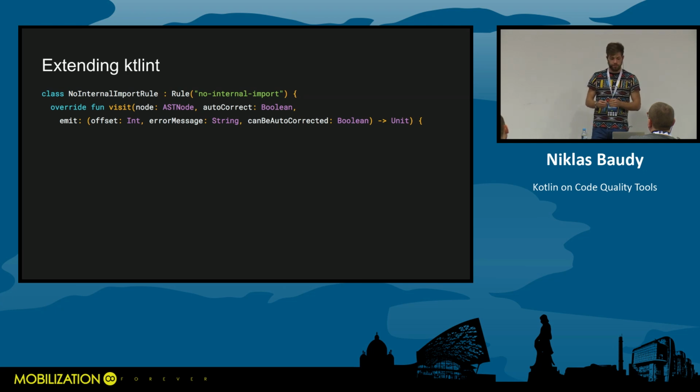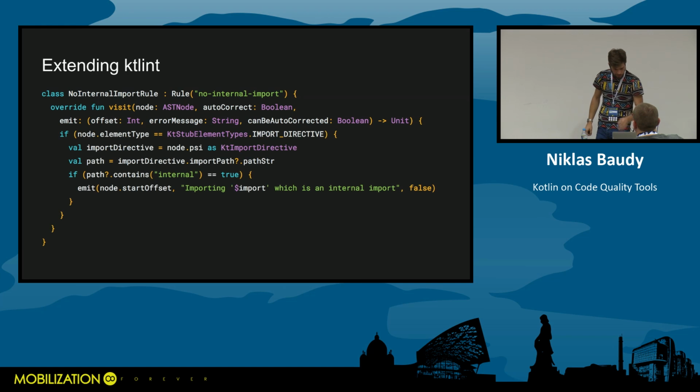So instead of having, for each thing there is, like class, file, imports, its own method, they just go and give you an AST node. AST node is abstract syntax tree node. So everything that is in a Kotlin file can be represented as a tree. At the top you have a file, then you may have a class. In the class you have functions, and they all extend from AST node. And then we can check if the element type of the node is an import directive, and from there the API is the same. So we have our KT import directive, and then there we can also go and check again whether the path contains internal or not. And if it does, we go and emit a code smell.